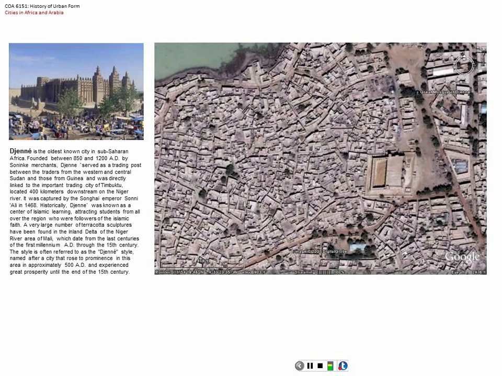Further, I cannot pronounce this word properly, but Degene, which is another one of the oldest, it's actually the oldest known city in sub-Saharan Africa, founded between 850 and 1200 of the Common Era by Saninke merchants. It served as a trading post between the traders from the western and central Sudan and those from Guinea, and was directly linked to the important trading city of Timbuktu.